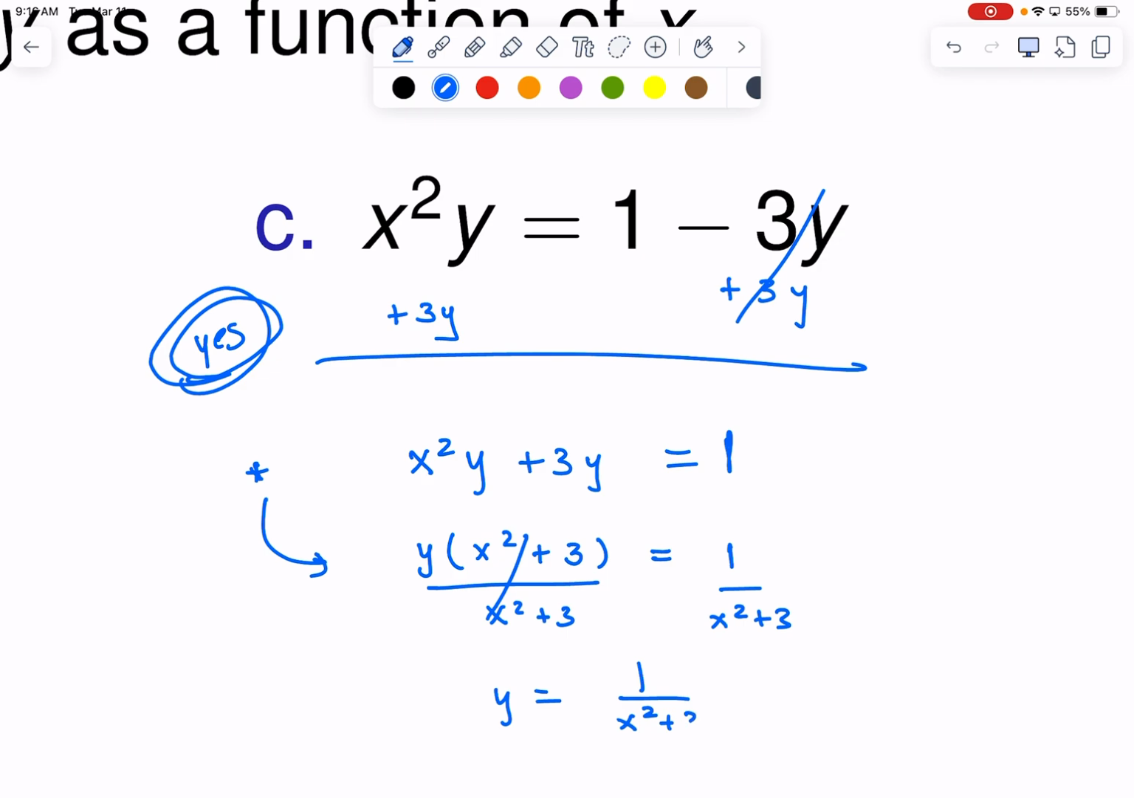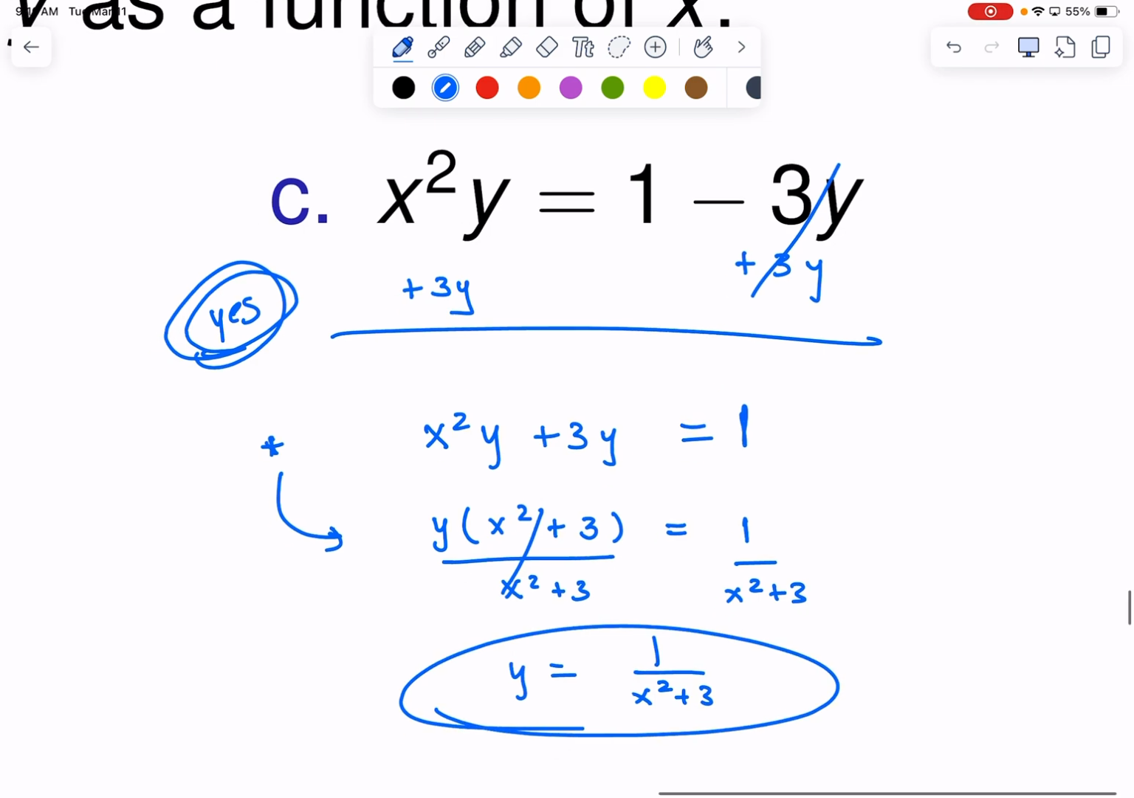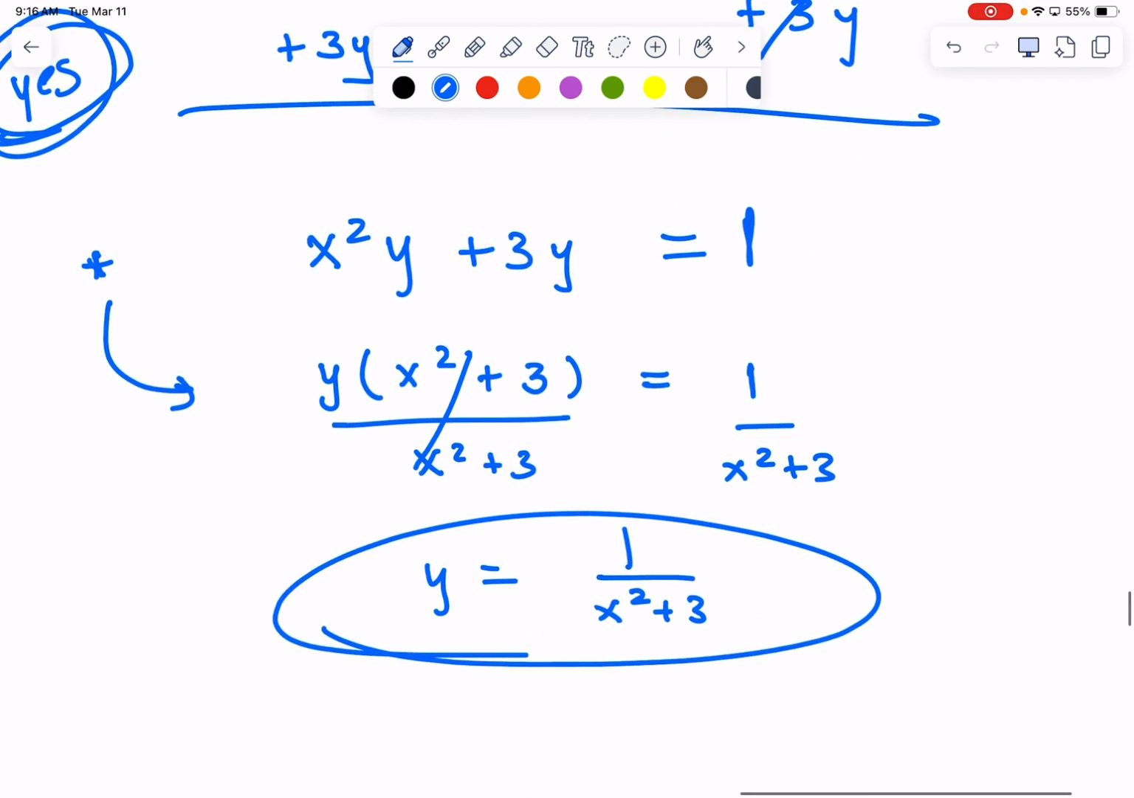Now look at it. Just think about it before we plug this in on the calculator. If you plug in an x, are you only going to get one y? Because there's no plus or minus. So plug it into y equals real quick. Go 1 divided by x squared plus 3. I'm going to teach you how to do a fraction. Hit alpha x. Go to y equals, clear it out. Hit alpha x.